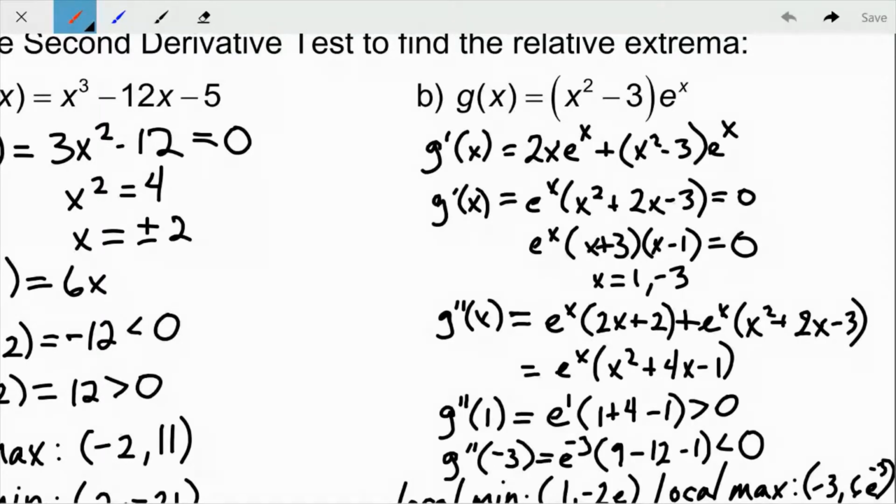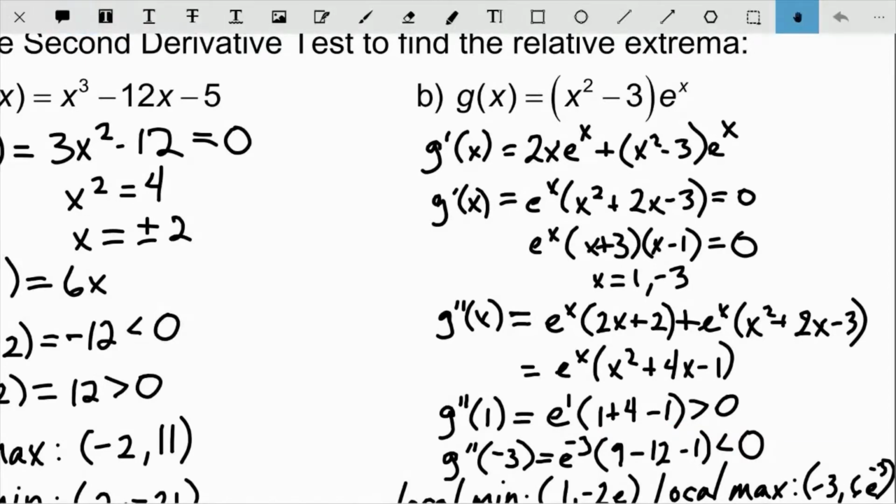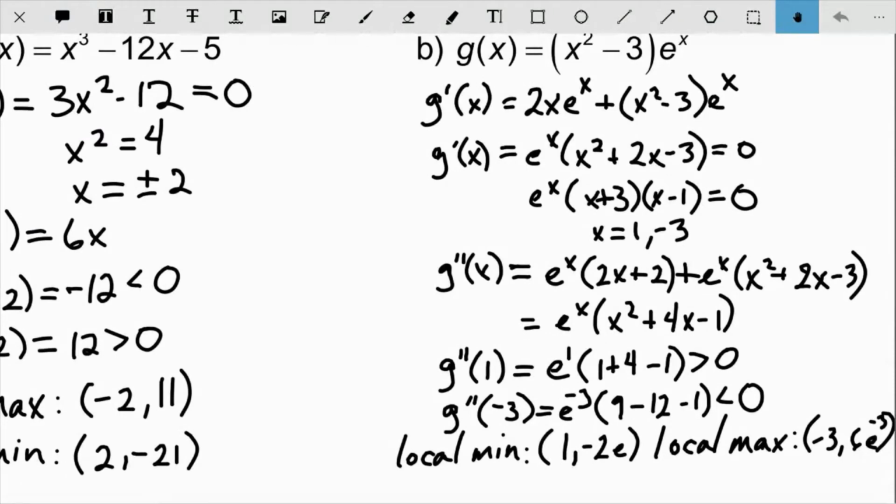So I found the second derivative at 1, and I found that it was greater than 0. Notice here I never actually found the value. I just substituted in and realized, okay, this is going to be greater than 0, because I don't need the number, I just need to know if it's positive or negative. Same thing with the value at -3. I found that it was less than 0. And based on that, you can see there's a local minimum at the point where x is equal to 1, and the y value there would be -2e. And then there's a local maximum at the point where x is equal to -3, and I have a y value of 6e to the -3 power.